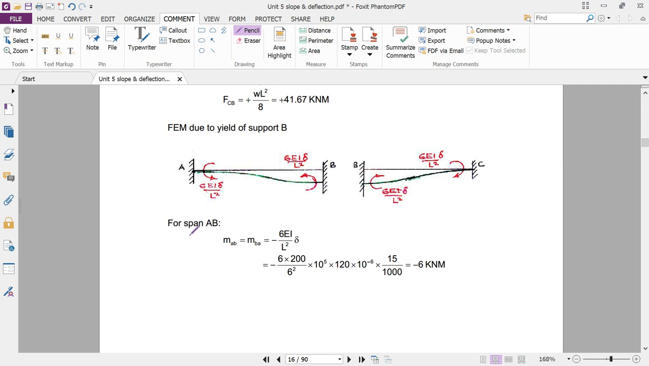Okay, now for span AB, M_AB and M_BA is equal to minus 6EIδ/L². So we have to put this value, already EI, L and delta value are given, so you will get the new moment as a new fixed end moment because of the effect of the displacement or deflection. Now here the value is minus 6 kilonewton meter. So for AB and BA we will get the answer of 6 kilonewton meter.